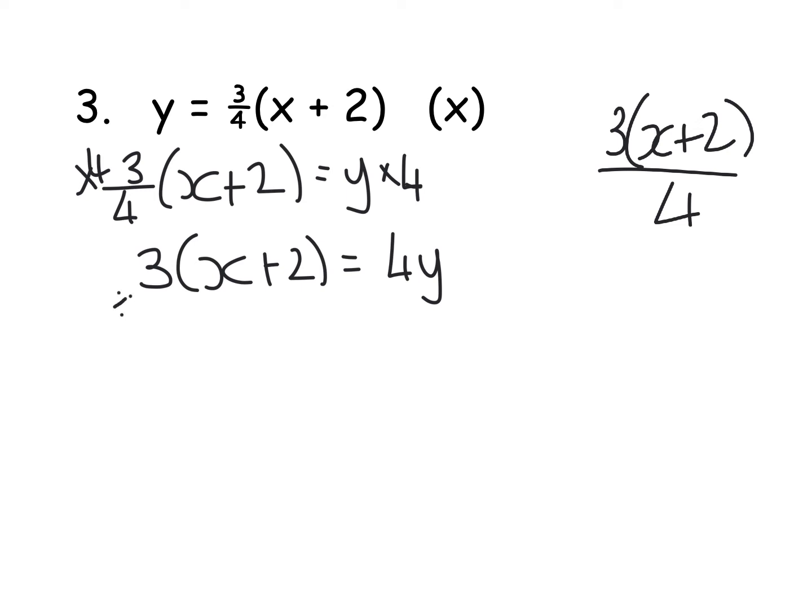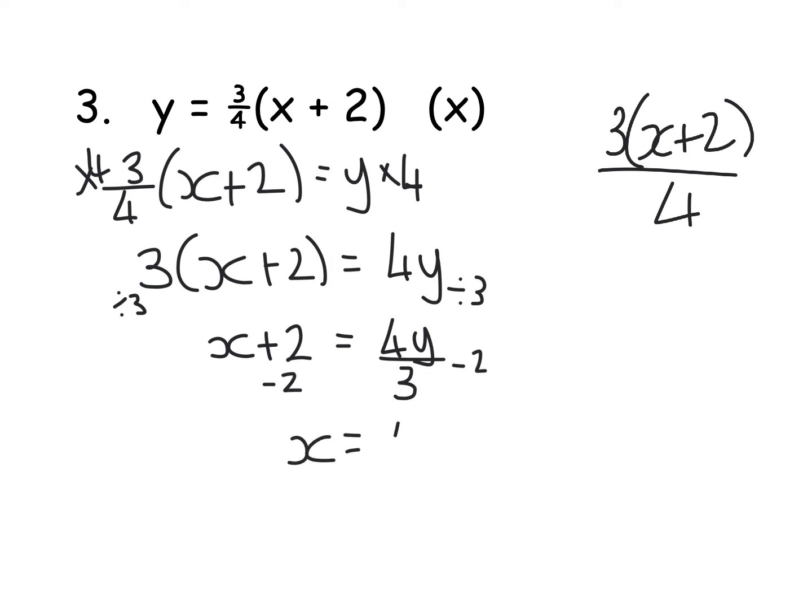So if I divide both things by 3 now, it creates a fraction on the other side, leaving me x plus 2 equals 4y over 3. And then the last thing is to deal with the plus 2, so we're going to take away 2, and I'm left with 4y all over 3, and take away 2 ends up added on at the end.